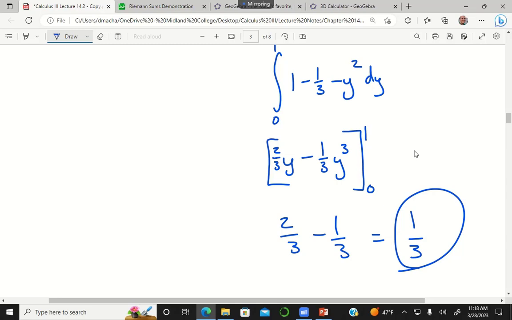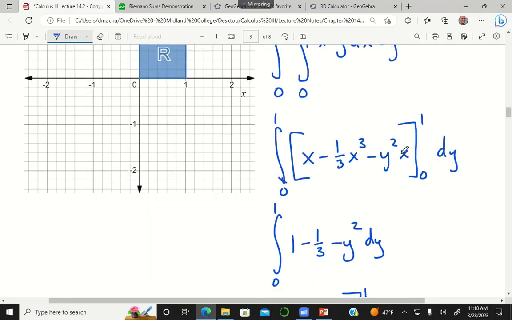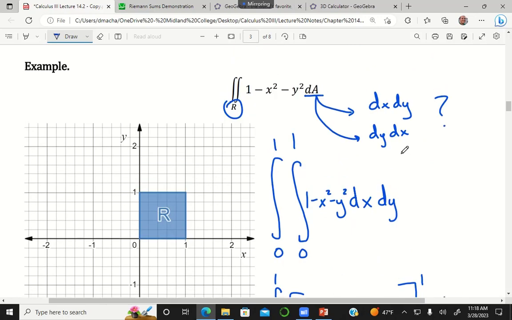Any questions about that example? Okay. If you were to calculate the volume in this case, how would you do it? Ooh, that's a good question.